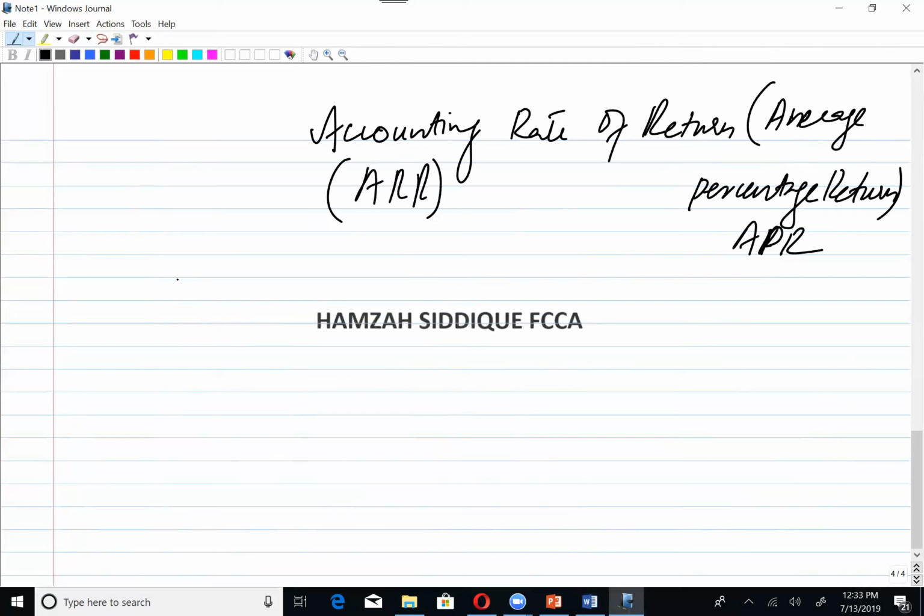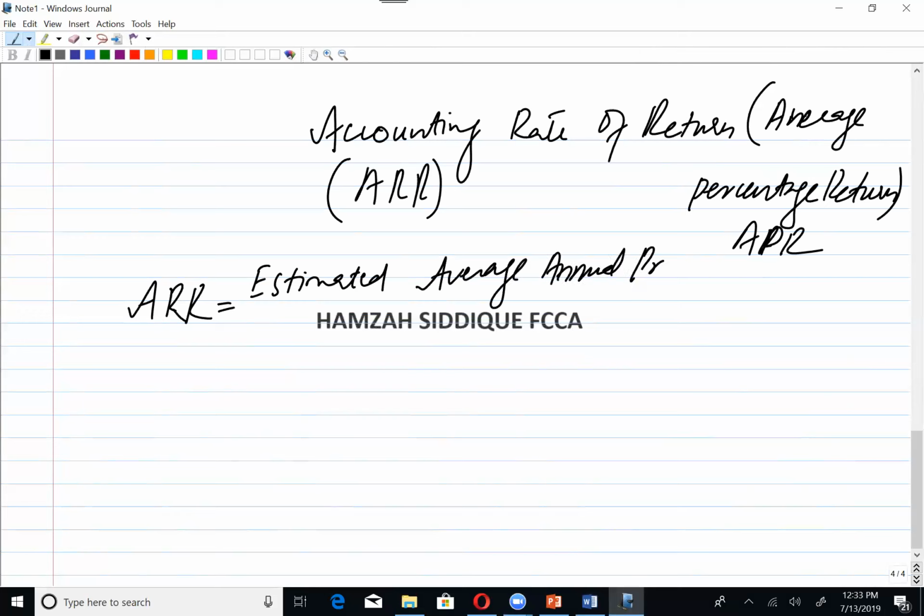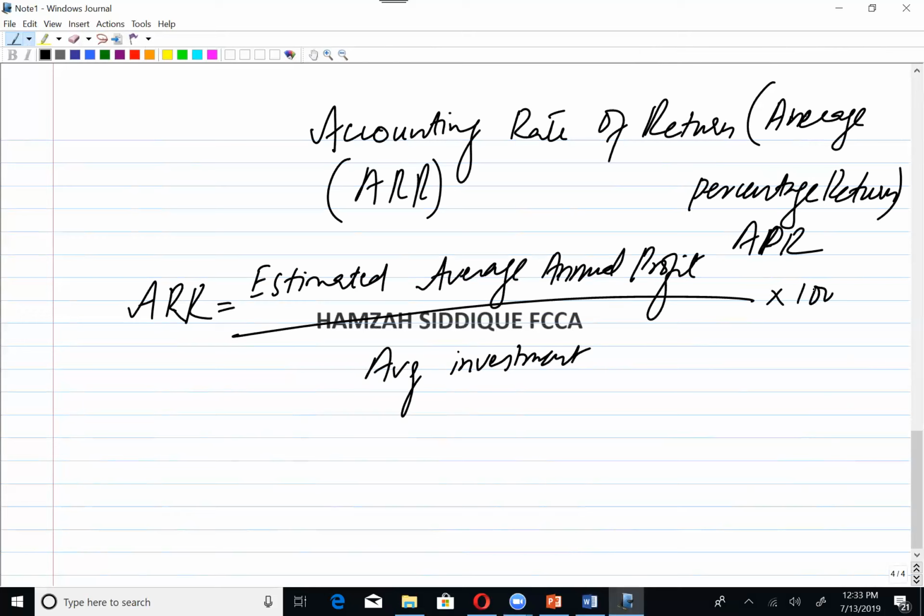Students, actually, how is it calculated? ARR has a formula in this way: estimated average annual profit divided by average investment, times 100. This is the formula for it.